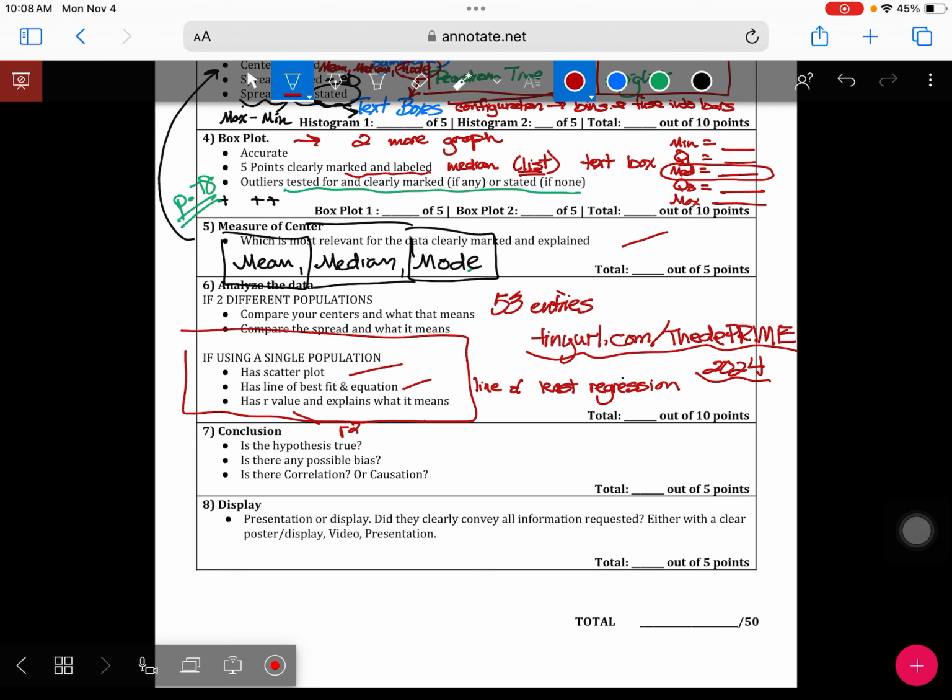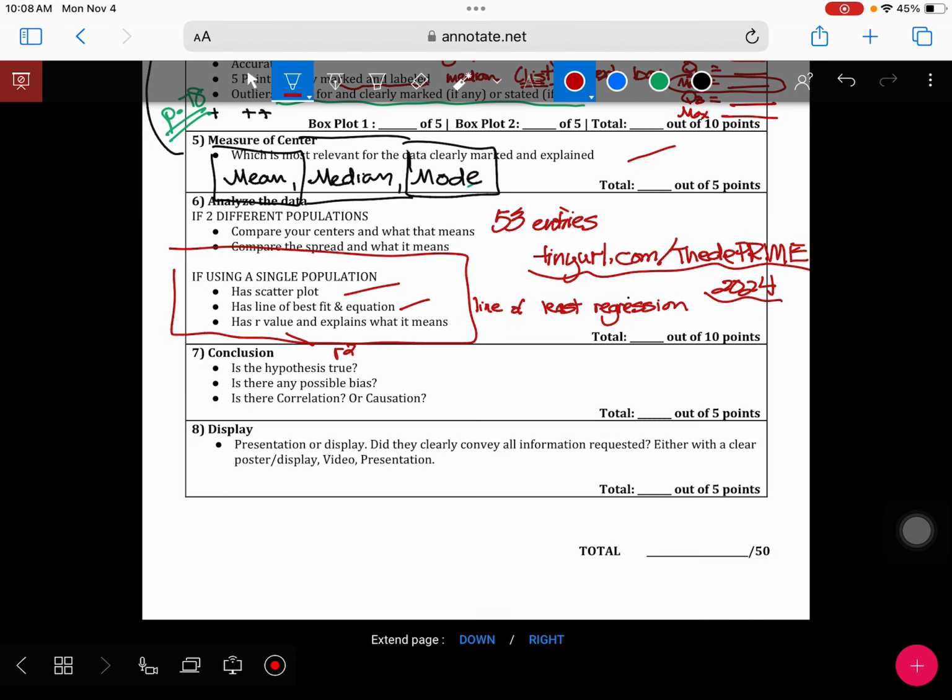Was there volunteer bias or sample bias or any of the different kinds of biases we talked about? Is there a correlation? Does the one increase as the other increases? That would be positive. Does the one decrease as the other decreases? That would be positive. Does one increase as the other decreases? That would be a negative correlation. Or is it all just very random? That's no correlation. Causation: does one cause the other to happen?